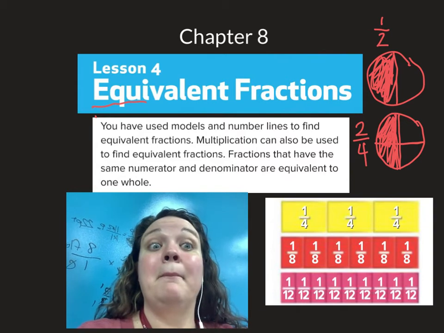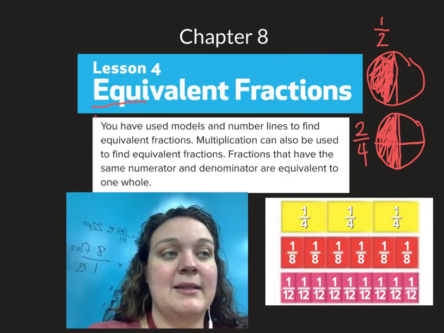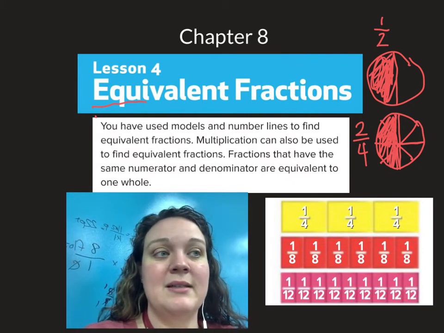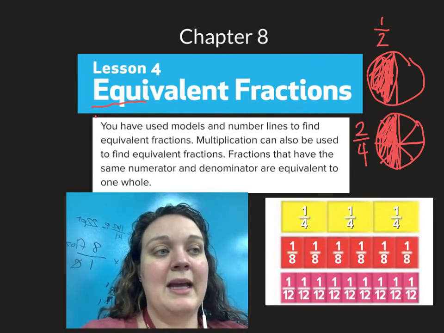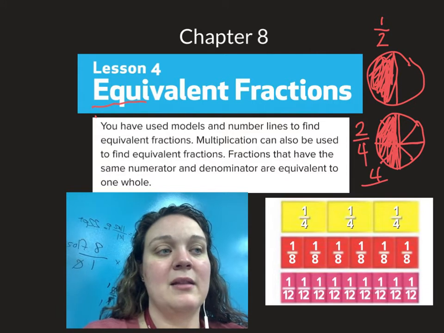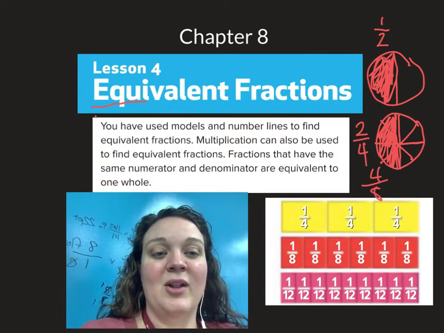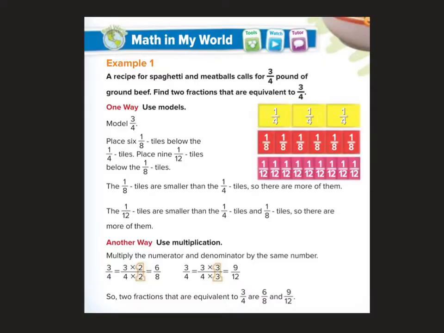And there are many, right? Because I could cut this same pizza again. And now I have 8 equal pieces, and I ate 4. So 4/8. Okay, and there are many equivalent fractions, so let's dig into them. All right, so here we have our first example.